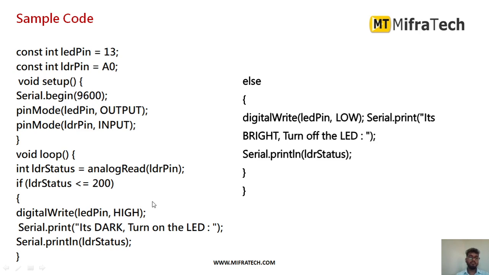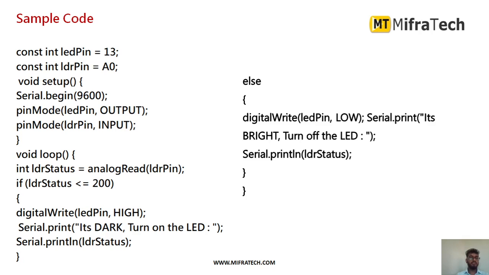If the value is less than or equal to 200, it means there is no sunlight, the intensity of light is very low. So we have to turn on the LED for that. So if that condition is true, I am writing digitalWrite of LED pin. So whenever the LDR read value is less than or equal to 200, the intensity of light is very low, it means it is dark. So in order to turn on the LED, I am using digitalWrite of LED pin HIGH. So this will turn on the LED.